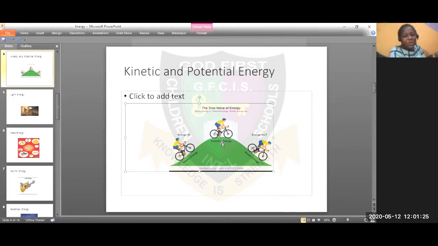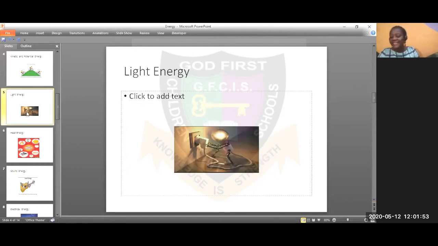And as the man is moving down the hill, it's making use of what energy again? Who can tell me that? That is what we call kinetic energy, because it is moving. Energy that is moving, that is not stable in a place, is kinetic energy. But the one that is stable, that is standing in a place, is called potential energy.